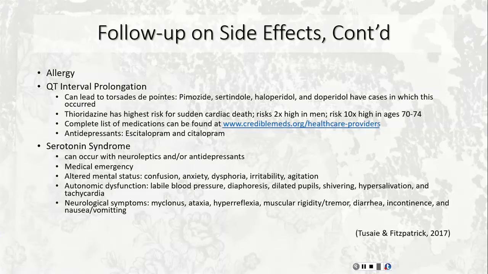Then we have the serotonin syndrome that can occur with neuroleptics and or antidepressants, and it's a medical emergency. The person could have altered mental status, confusion, anxiety, dysphoria, irritability, or agitation. Autonomic dysfunction might include labile blood pressures, diaphoresis, dilated pupils, shivering, hypersalivation, and tachycardia. Neurological symptoms include the myoclonus, ataxia, hyperreflexia, muscle rigidity and tremor, diarrhea, incontinence, and nausea or vomiting.